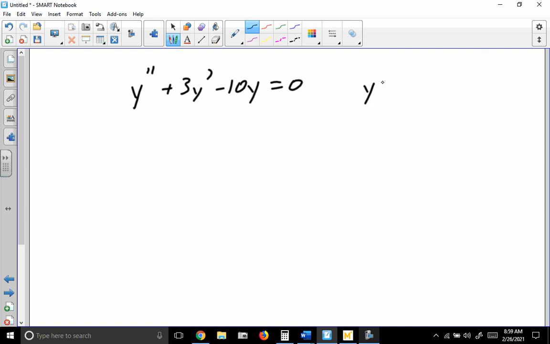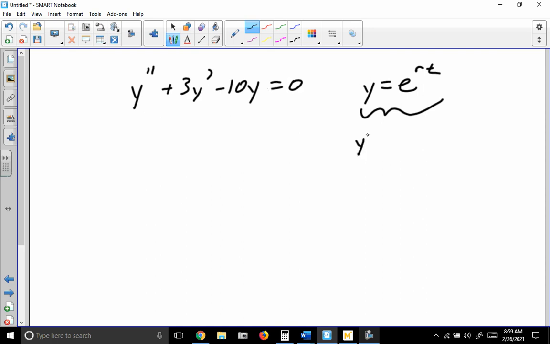And let's suppose our solution is in the format e to the, and instead of calling it a, I'm going to say rt. So let's suppose our solution is of this format. Let's find out what r needs to be so that y is the solution of this differential equation.